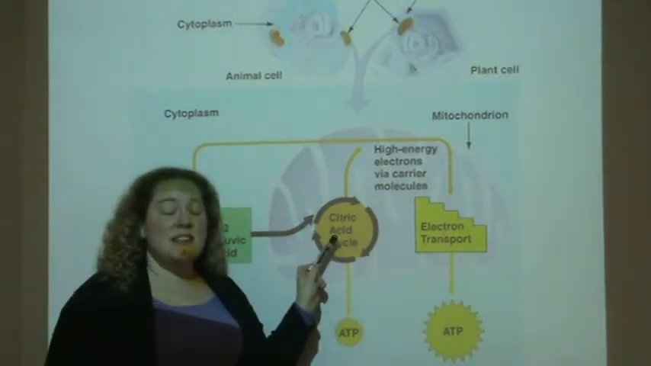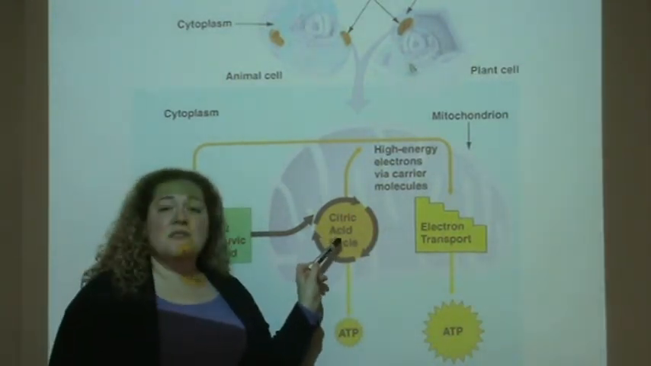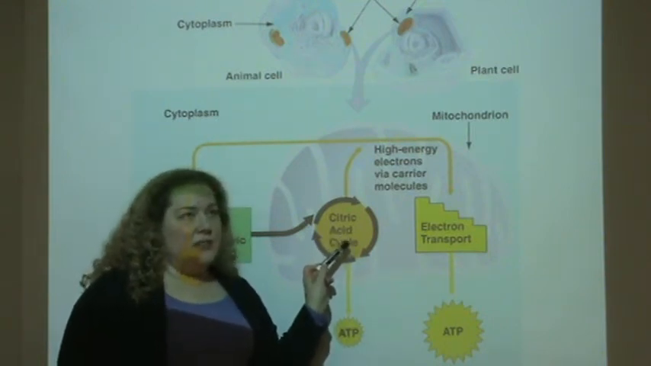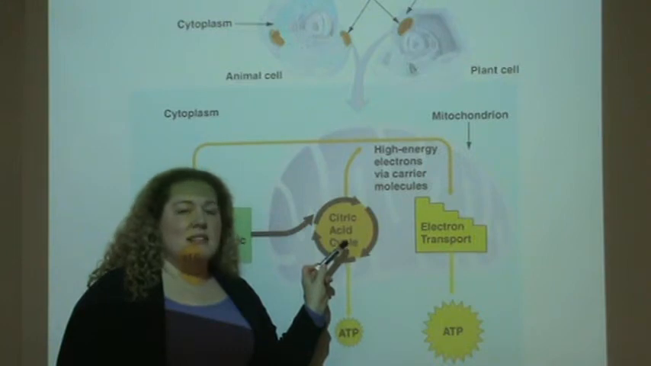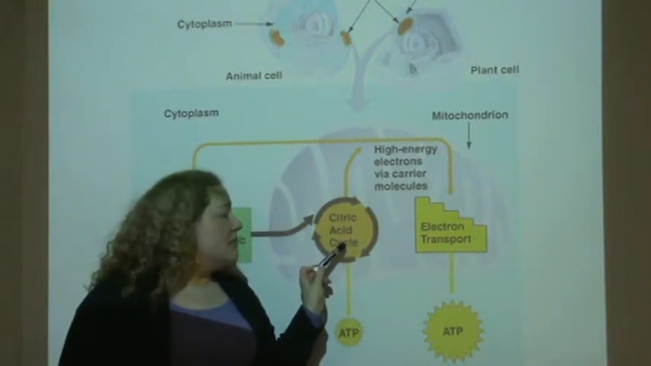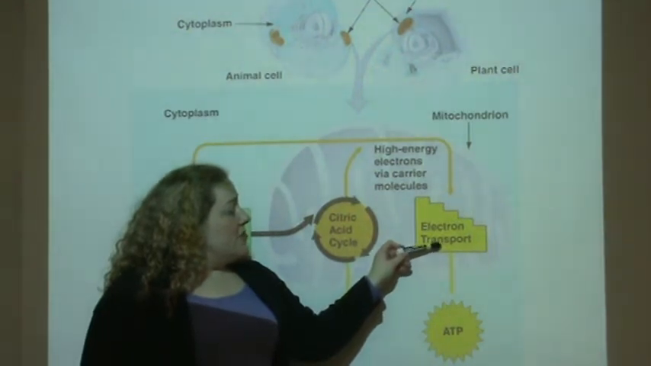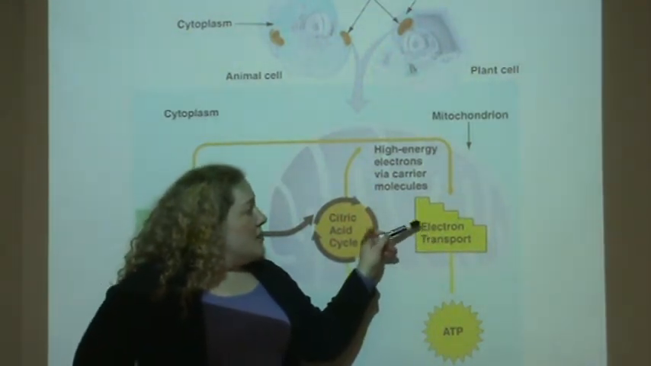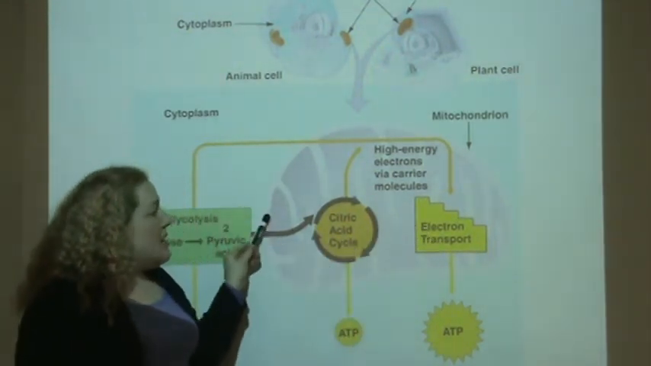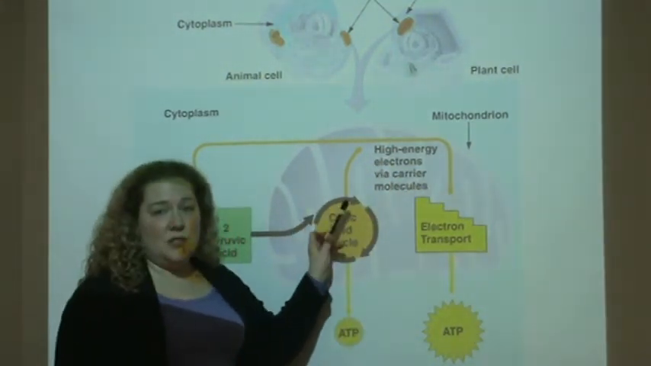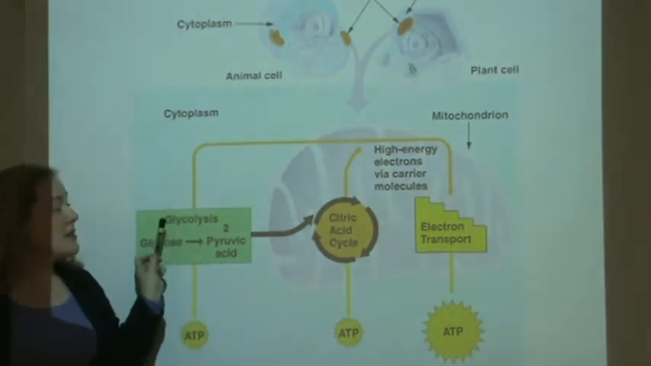These are the citric acid cycle. This can also be called the Krebs cycle. It can also be called tricarboxylic acid cycle, or TCA cycle. And then the final step is the electron transport chain. So these steps that I'm talking about today do happen inside the mitochondrion. So that's an important difference from glycolysis.